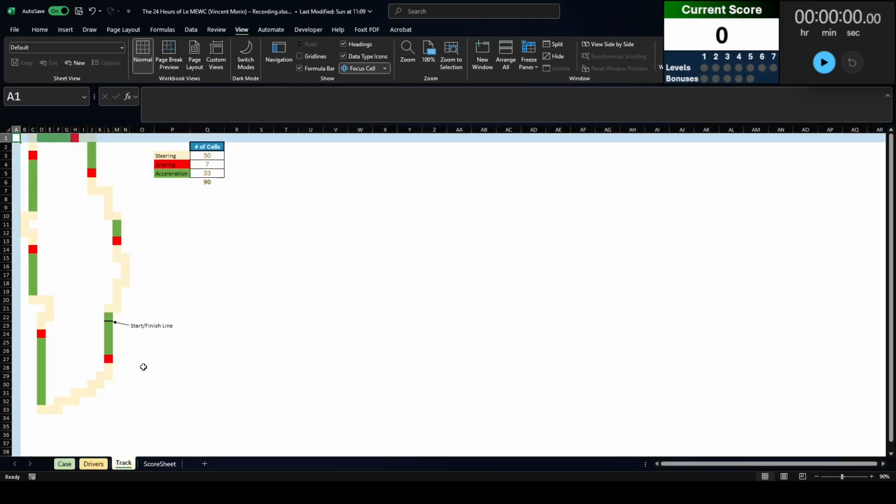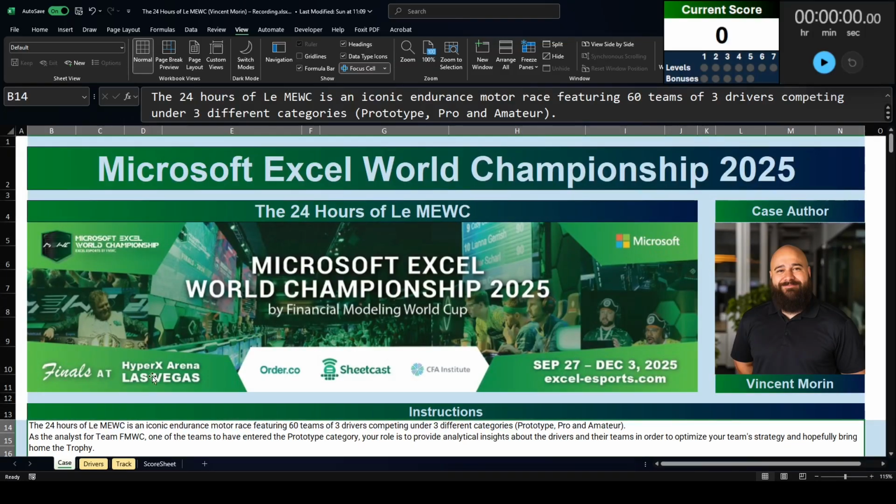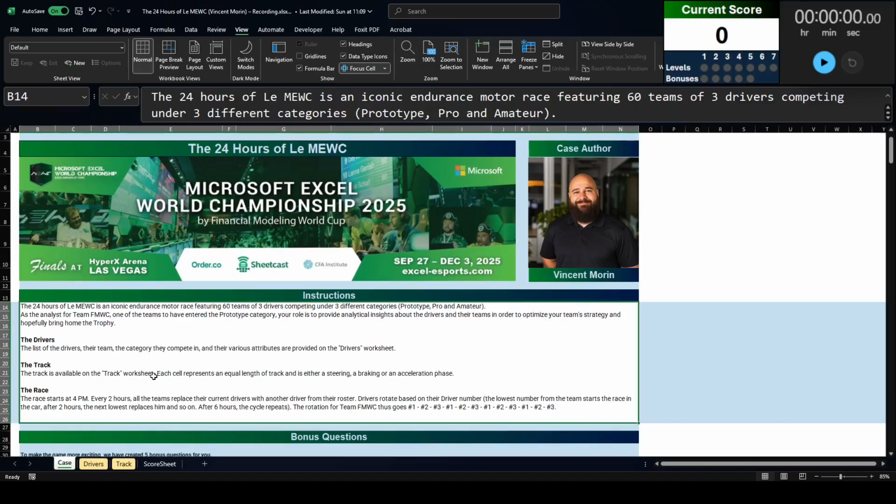We also have a map of the track. Now, this is very interesting because when you see a map, one of the first things you think of is, oh, this is a map case. But actually, it's not. And I'll try to remember to talk more about that at the end of the video. But yeah, that's what this case is all about. Let's go ahead and get started.